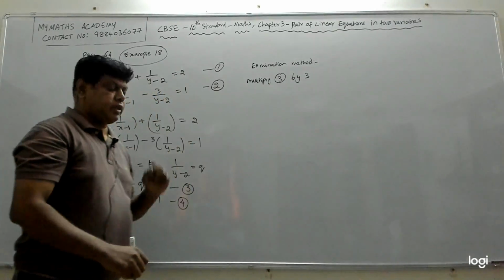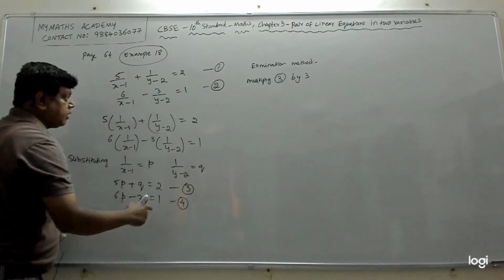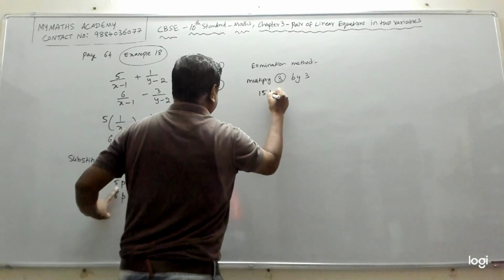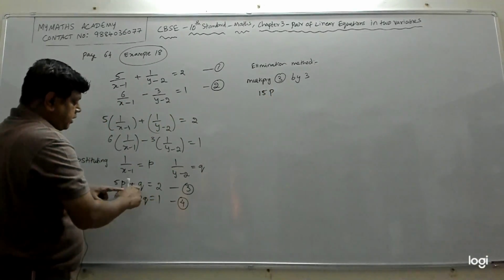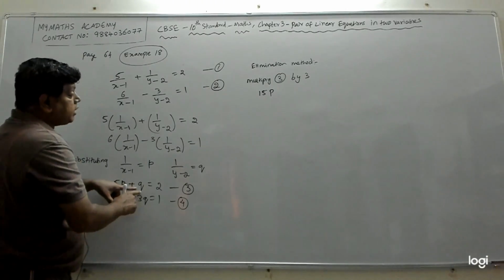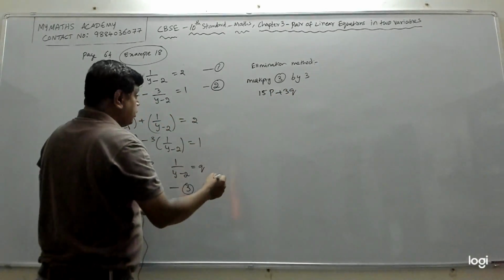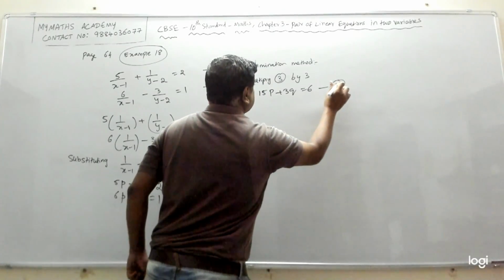This means equation 3. So this equation 3, I'm going to multiply throughout by 3. Then what happens? 5p into 3 is 15p plus, again each term should be multiplied by 3. How do I know 3? With this 3 we are going to multiply all of this. So 3 into q is 3q. Then 3 into 2 is 6. So we call this the fifth equation.